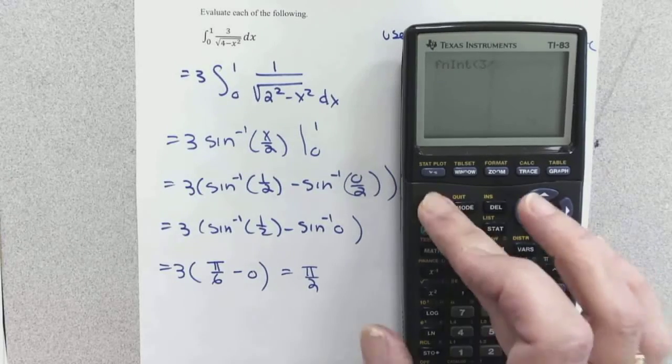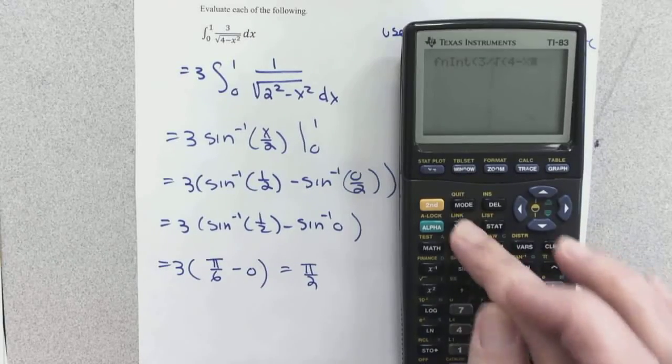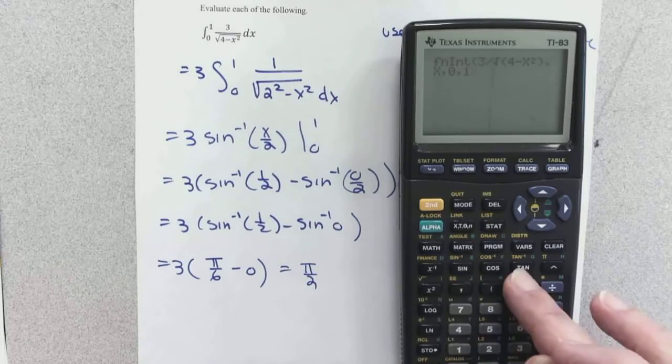So 3 divided by the square root of 4 minus x squared. For the older ones, you have to end that parenthesis for the square root. Newer ones, just be sure you exit that square root. Then it's comma x for the older ones. That represents the dx, the x. Then comma the lower limit, comma the upper limit.